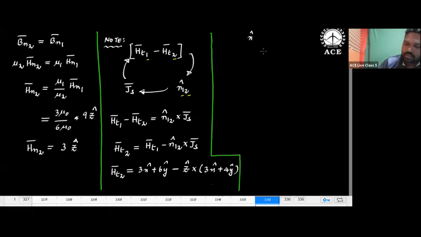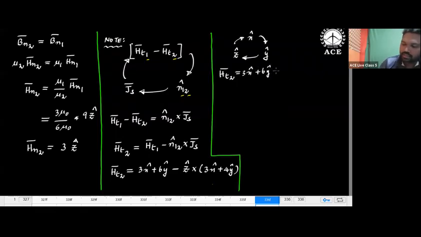Here it is the x-axis. Here it is the y-axis. Here it is the z-axis. So here HT2 is equal to 3x cap plus 6y cap.